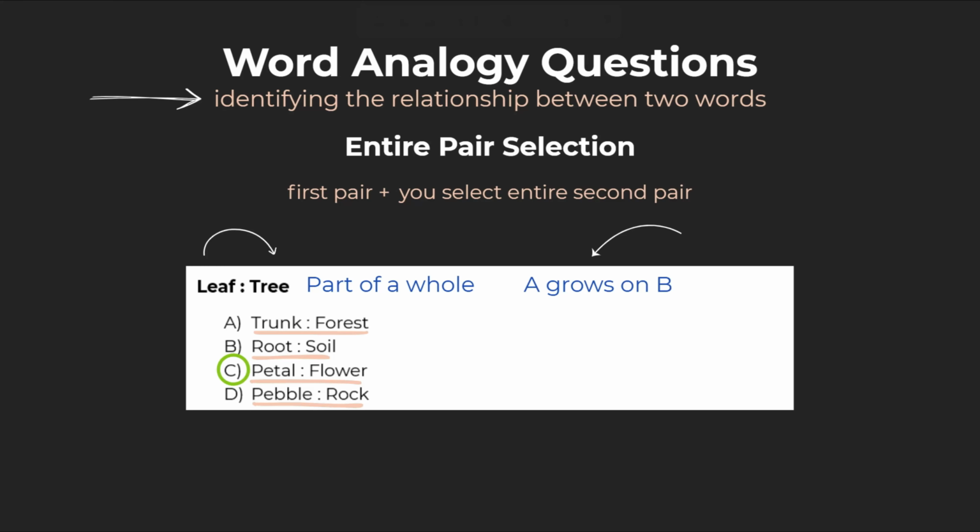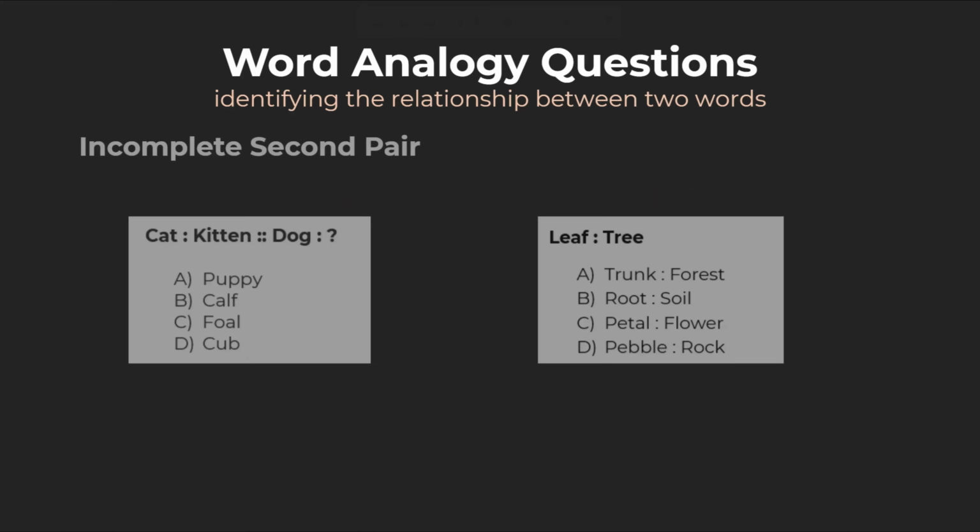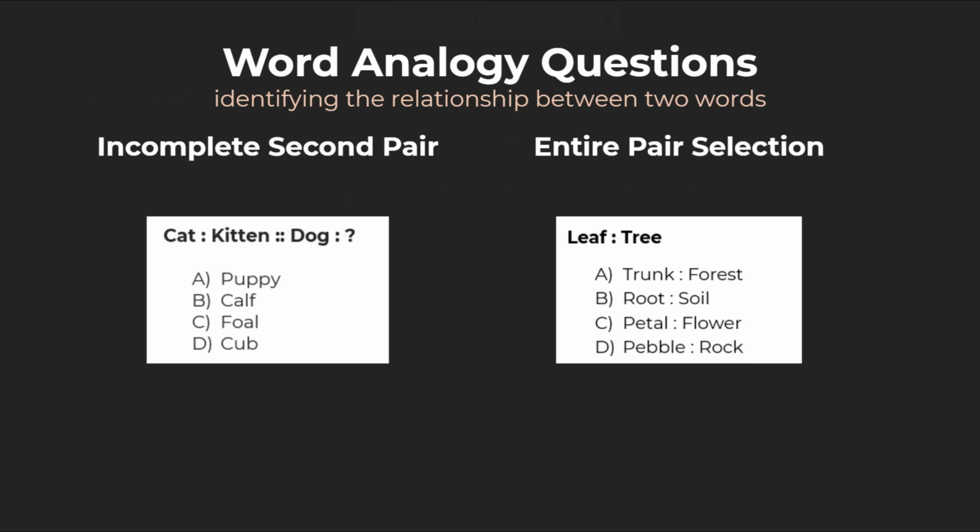The important thing to notice here is that even though these two formats look different on the surface, they're testing the same underlying skill. In both cases, your job is to identify the relationship first, and then make sure that same relationship is carried over correctly into the second pair.